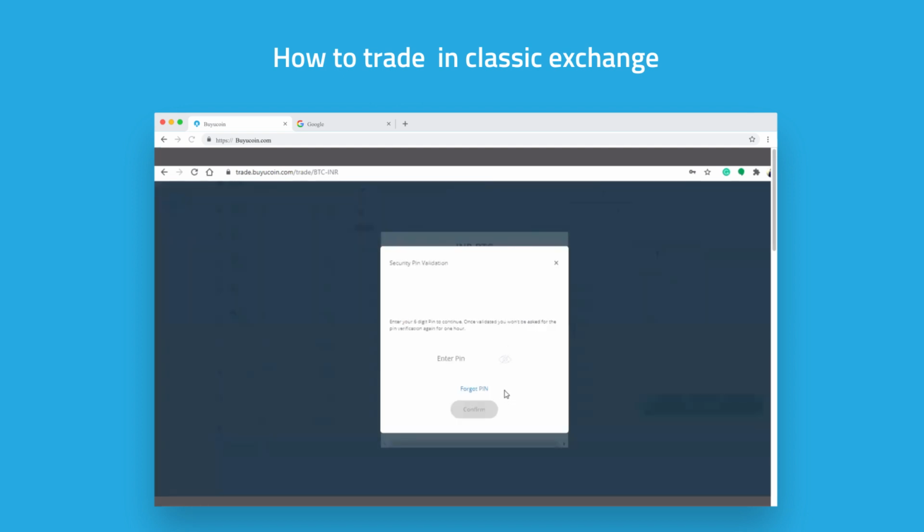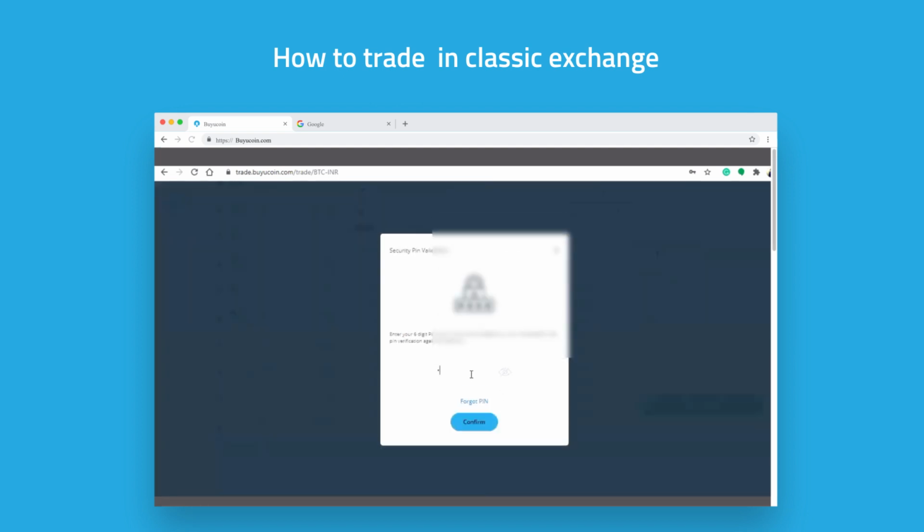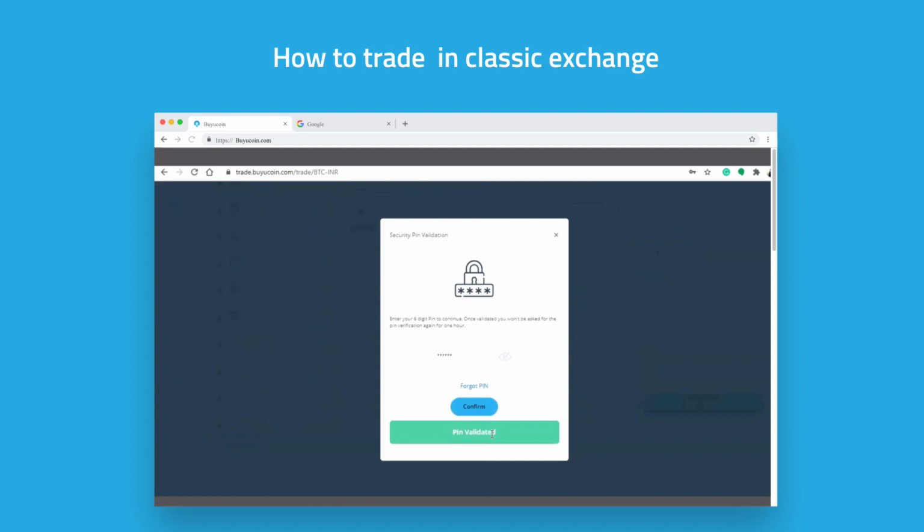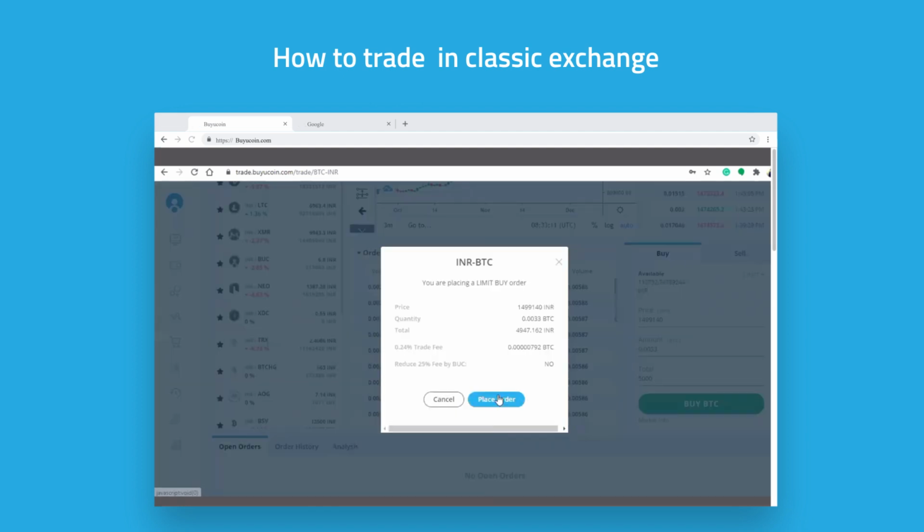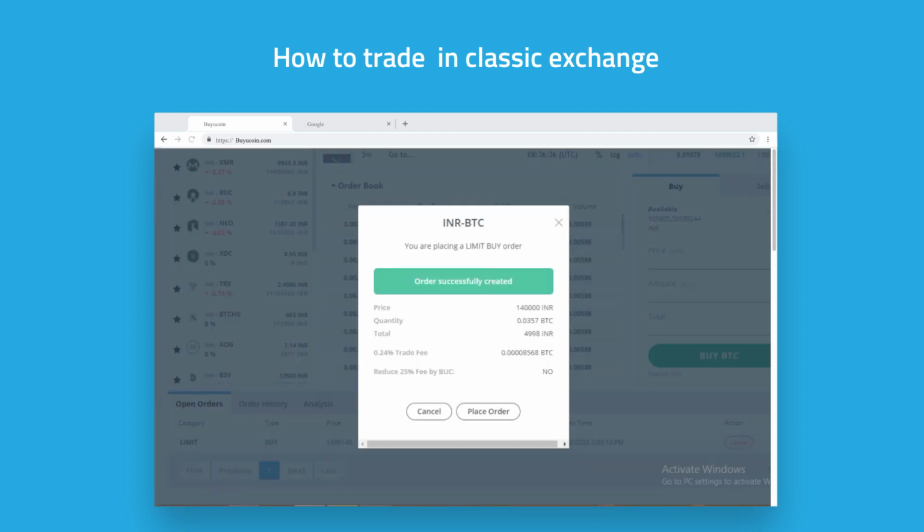Now you need to enter your 6-digit trading PIN. Click on Confirm. Your trading PIN is validated. Click on Place Order button. Your Buy Bitcoin order is successfully placed.